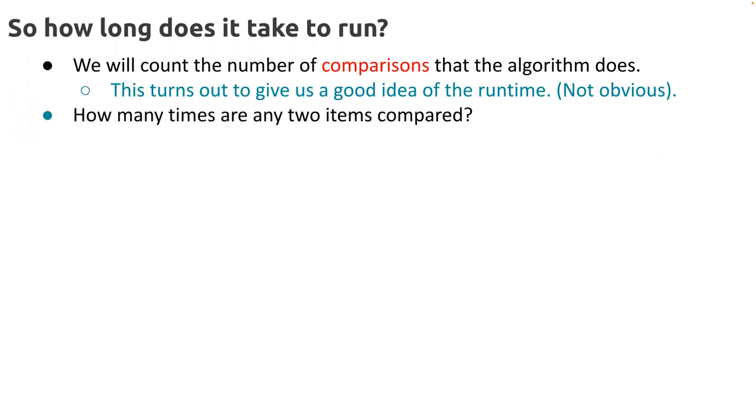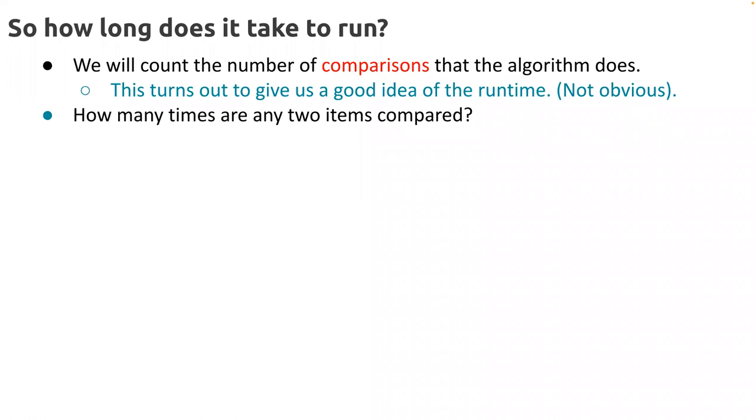So the question we want to answer is how many times are any two items in our array compared? Because if we can count how many times they're compared, then we can count how long the algorithm took to run. Any ideas on how many times any two items are compared? When we run QuickSort, let's say I look at any two elements in the array, like one and five, how many times are one and five compared?